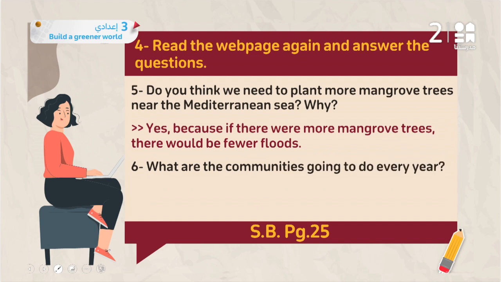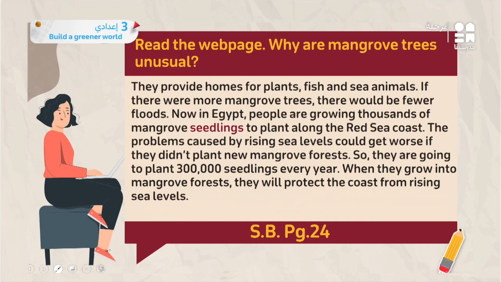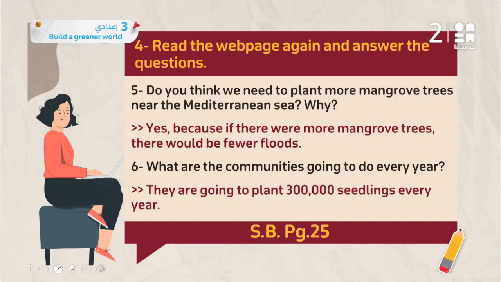Last question. What are the communities going to do every year? المجتمعات هتعمل إيه كل سنة؟ So they are going to plant 300,000 seedlings every year. ده اللي في الخطة إن هم يزرعوا 300,000 نبتة كل سنة. So this is the answer. They're going to plant 300,000 seedlings every year.